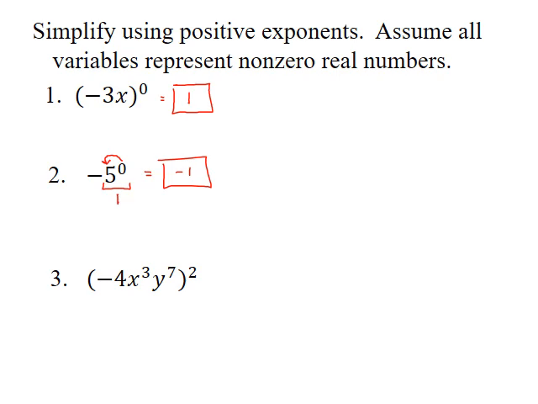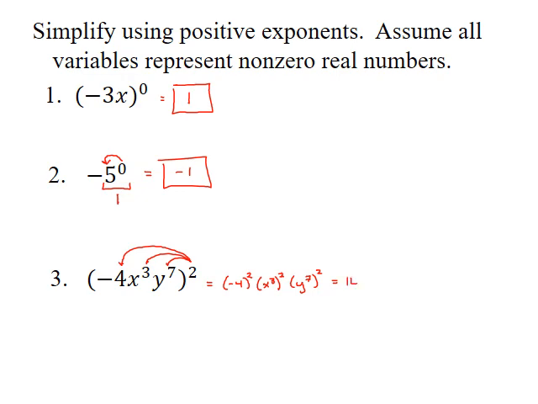Number 3, you've got negative 4 times x cubed times y to the 7th all being raised to the squared. So what you can do is, since all of this is multiplication, you can apply this squared power to every term inside of the parentheses. So this would be negative 4 squared times x cubed all squared times y to the 7th all squared. And then just do each one individually.